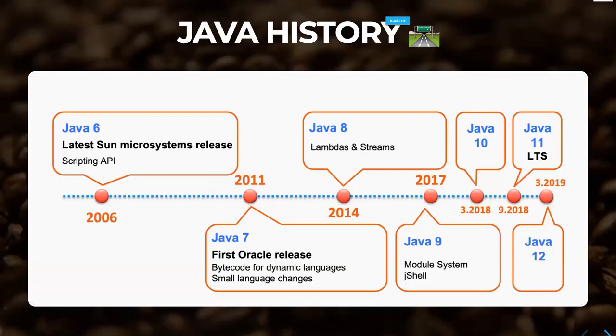So since Java 9, we started to release Java every 6 months. And now you can see that we are going to release Java 15 right after 15 September. We have 2 releases, in September and March. So next March, it will be Java 16. Next September will be Java 17, and so on.